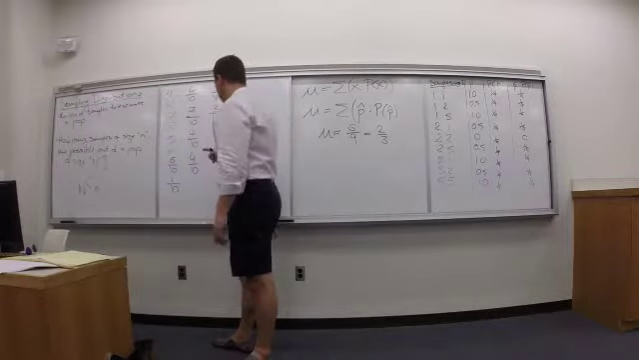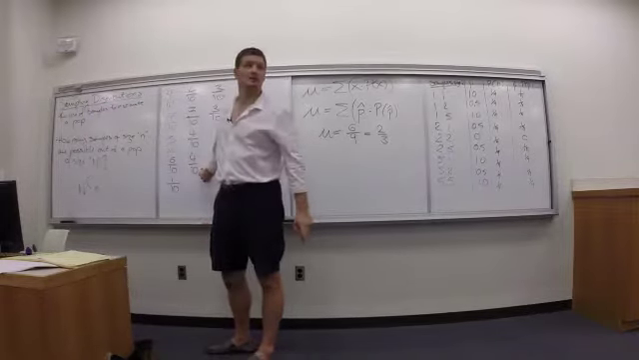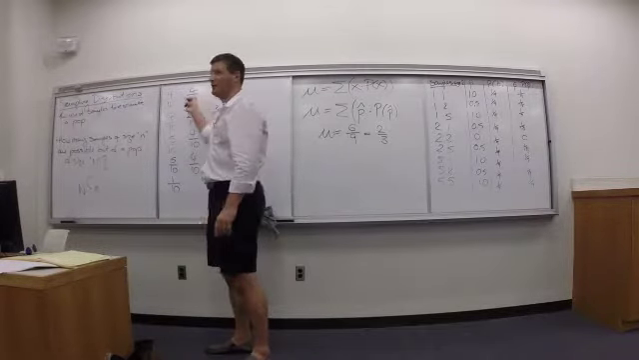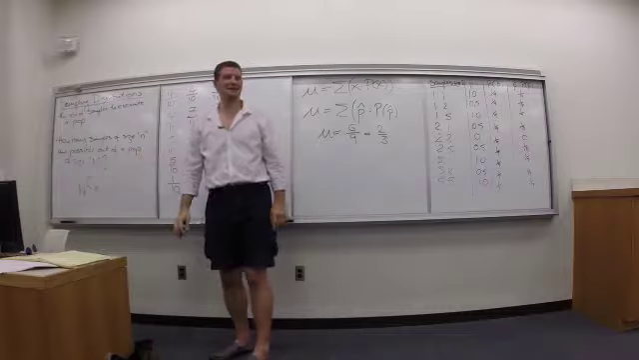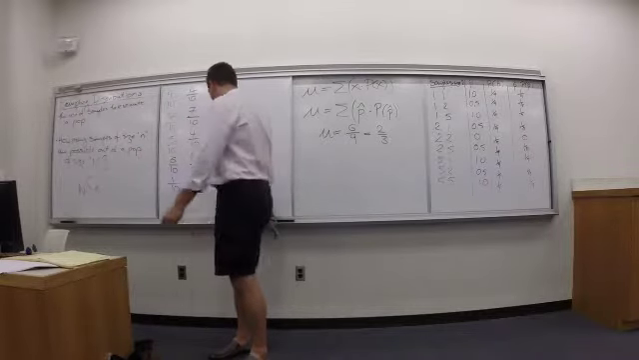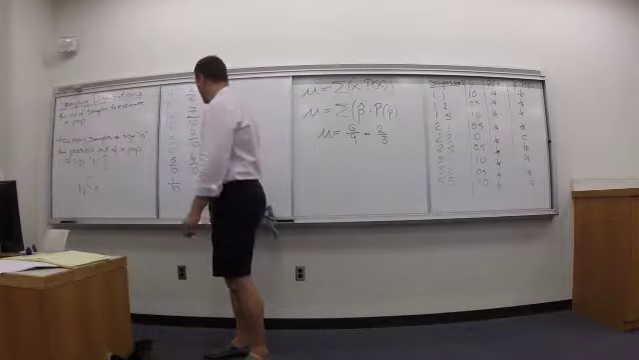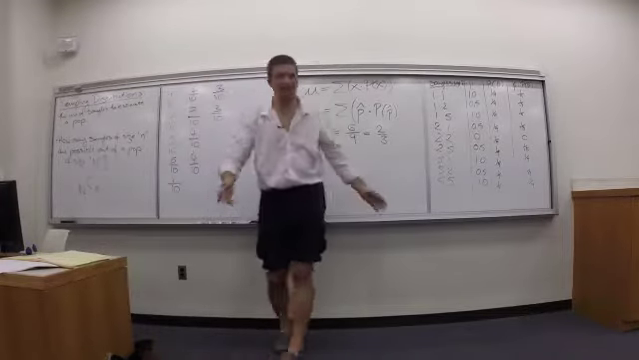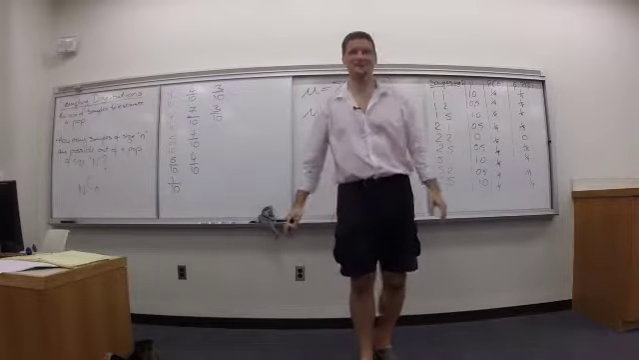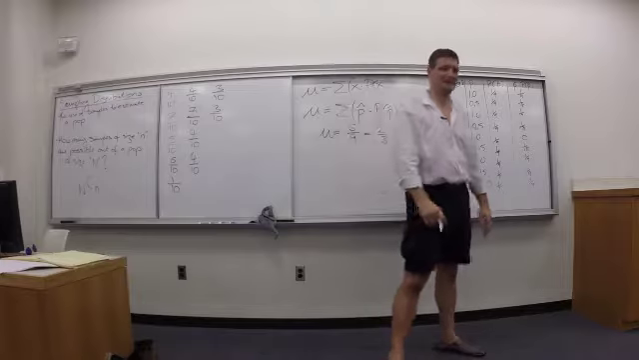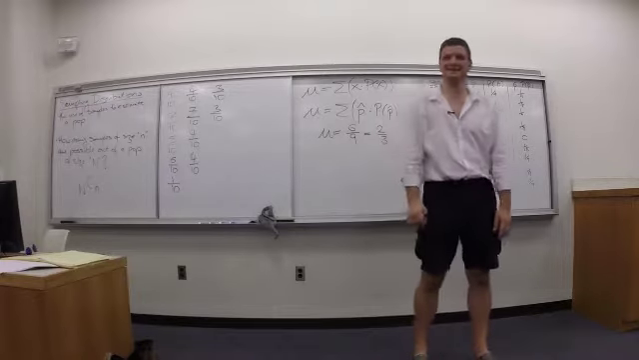All right, how many people got 4 out of 10? 1, 2, 3, and I have 1, 2, 3, 4. Someone is lying. Fine, let's toss it again. Let's do another set of 10.